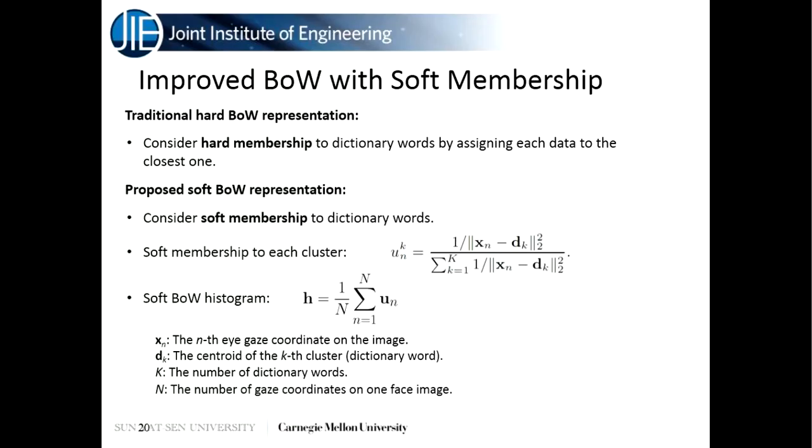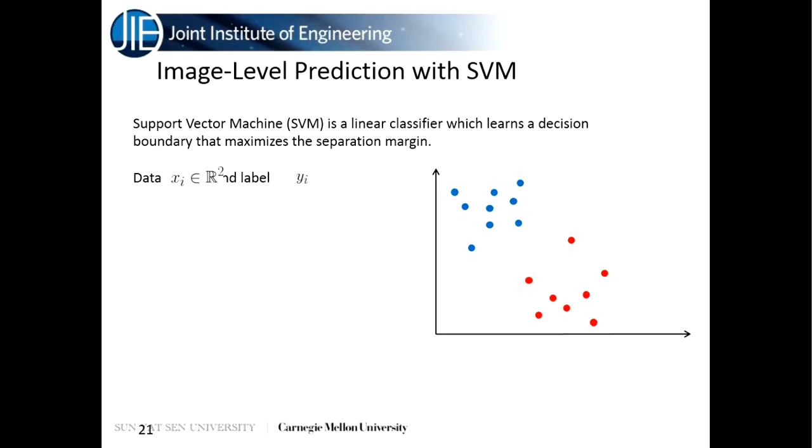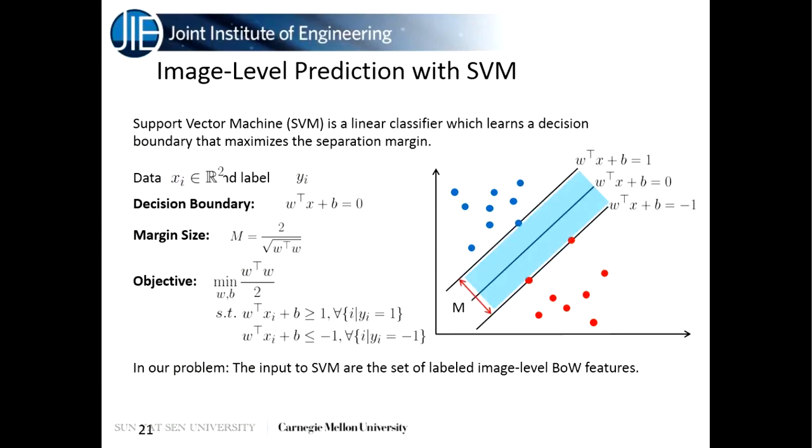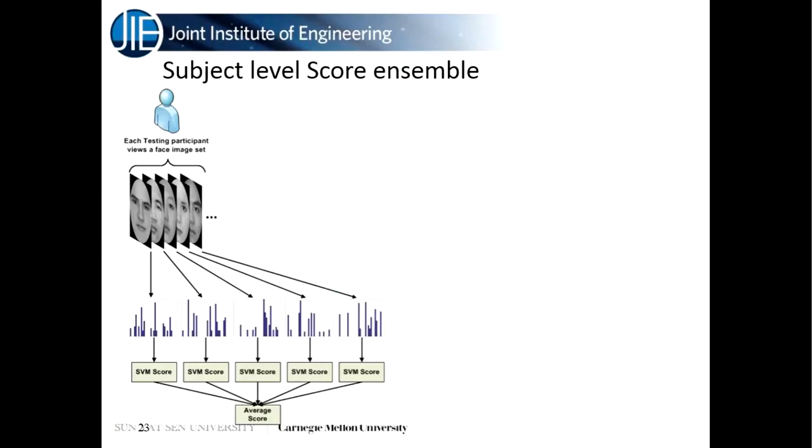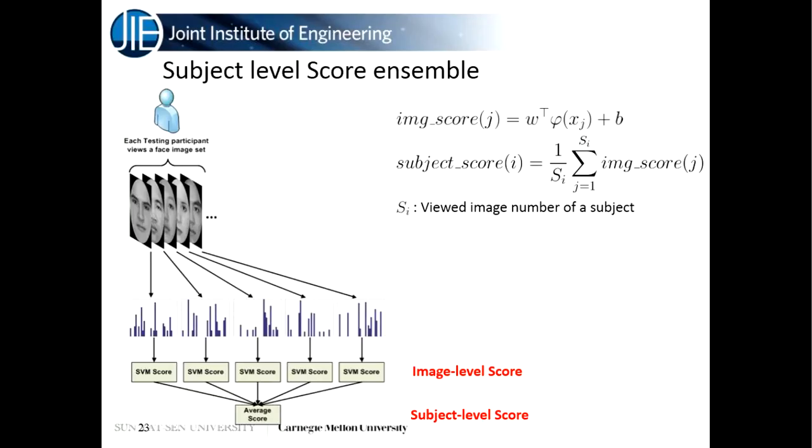It is similar. Here we just use that, and then we use an SVM to do the rest. We can do a linear SVM, and we can also do a kernel SVM. In our experiments we found that the RBF kernel is better. Eventually we have the scores for each of the images, and because each subject looks at 55 images, they have 55 scores. Then we combine them to calculate the average score, and this will be the subject-level score. We compare this score with a threshold to see whether it is ASD or non-ASD.